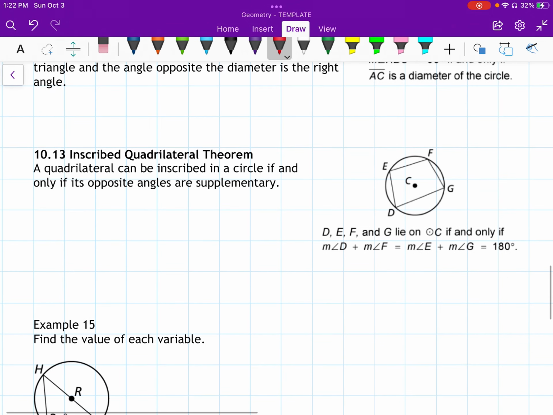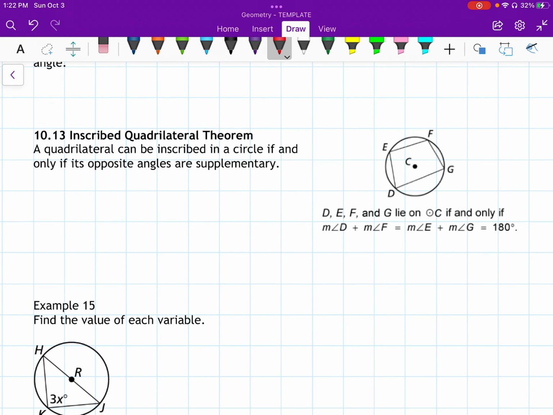Alrighty. 10.13, the inscribed quadrilateral theorem. A quadrilateral can be inscribed in a circle if and only if its opposite angles are supplementary, right? And supplementary means 180 degrees. So if you see a four-sided figure inside a circle, then its opposite angles are supplementary. They add up to be 180.